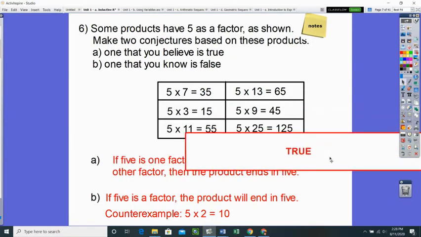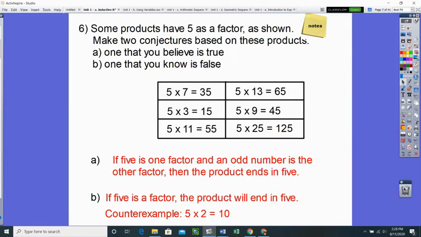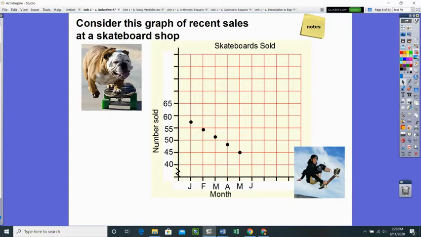So a true conjecture might be that if 5 is one of the factors and an odd number is the other factor, then the product would end in 5. So there's an example of coming up with conjectures and providing counterexamples. And so let's take this out to the real world.